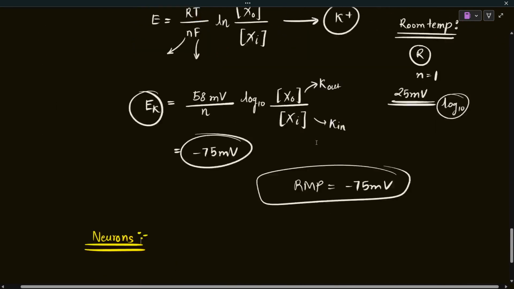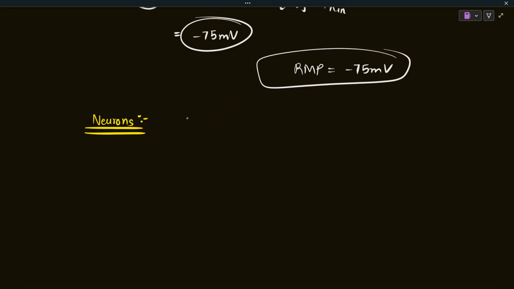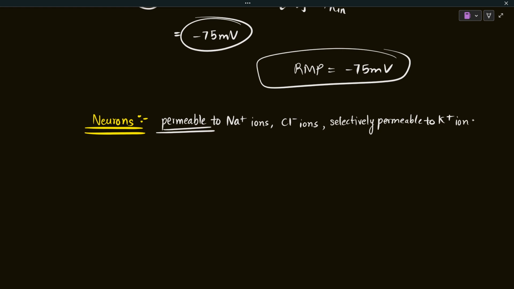But unlike the glial cells, neuronal cells are somewhat permeable to sodium ions and chloride ions, and they are selectively permeable to potassium ions. Even though the permeability is low, they are permeable. Then why doesn't the charge separation get reduced over time in the neuronal cell?